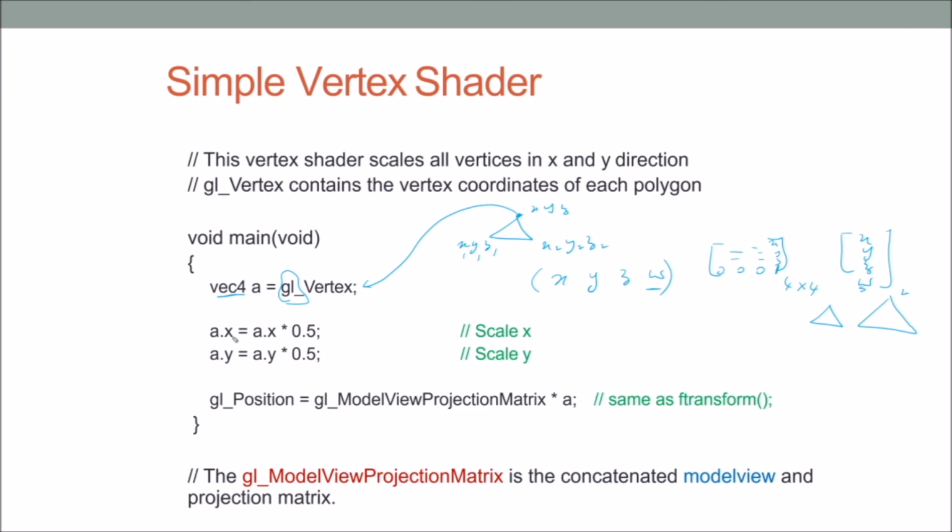Then I'm applying the x value of that and then the y value of that, so only these two values of the vec4, and I multiply them by 0.5. So it's scaled to some size. That's what I'm doing here. And then the position is what I'm returning here. The position is the one which is returned by the vertex shader most of the time, and it is decided by the model view projection matrix multiplied by this value.